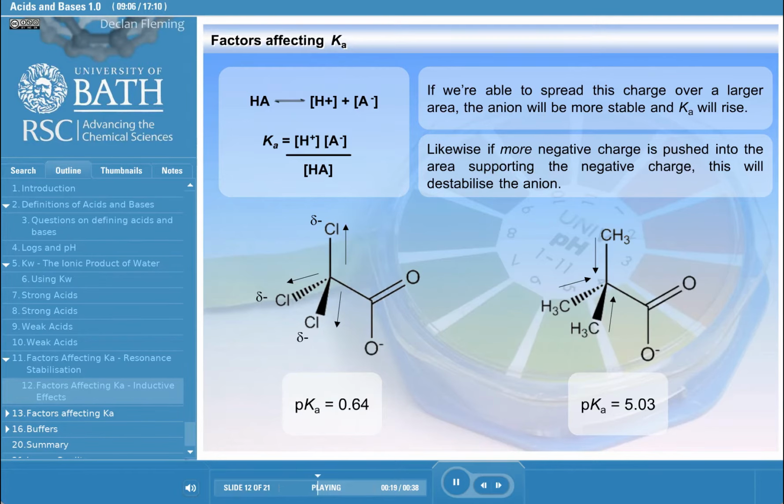Although we don't talk about the CH bond as being polar, there is a small difference in electronegativity, and methyl groups can display a positive inductive effect. In this case, pushing charge towards the area where there is already a negative charge, and that's going to destabilize it, making A- less stable and causing pKa to rise.